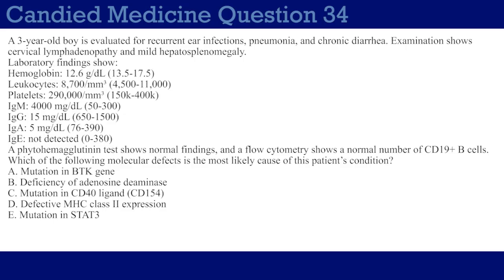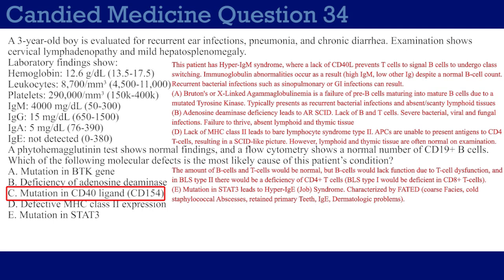So, pretty easy question here. You got a boy with recurrent infections, and even if you weren't already thinking it, all the answer choices are pointing you towards some kind of immunodeficiency. Very straightforward because this kid has cervical lymphadenopathy, which tells you that the actual lymphoid tissues are fine. You got this immunoglobulin breakdown, which tells you IgM is really high and all the other ones are very low. Very easy diagnosis of hyper IgM syndrome. And you look through the answer choices. Choice C, mutation in CD40 ligand, also known as CD154, is the correct answer.